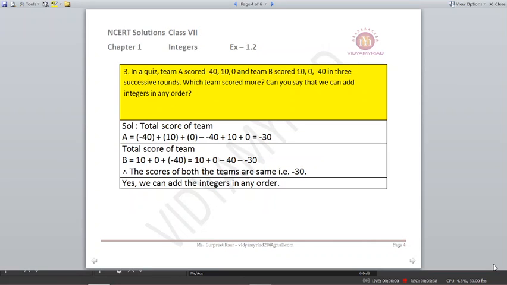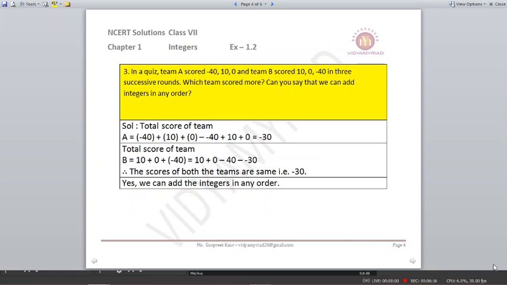Next question. In a quiz, Team A scored -40, 10 and 0 and Team B scored 10, 0 and -40 in 3 successive rounds. Which team scored more? So first let us find out the score of A team and B team. A team is -40 plus 10 plus 0. This will give me -30 as the answer. Team B has scored 10 plus 0 -40. This will also give me -30. Both these scores are same, -30 and -30.